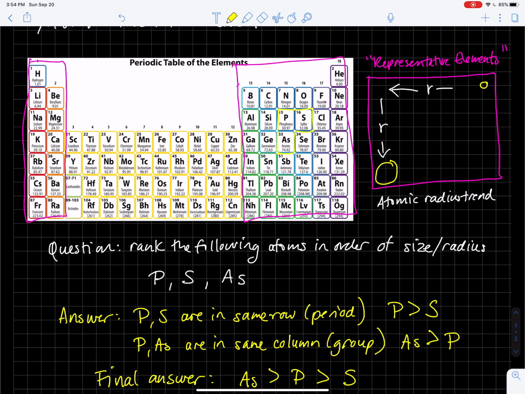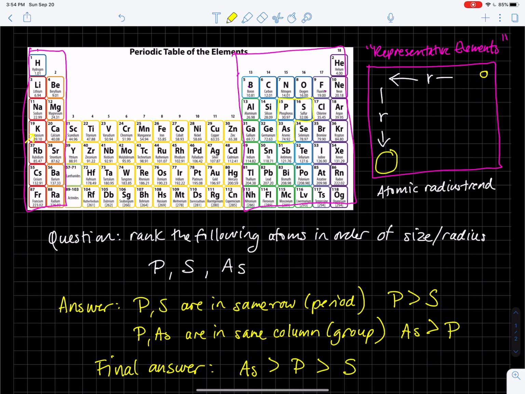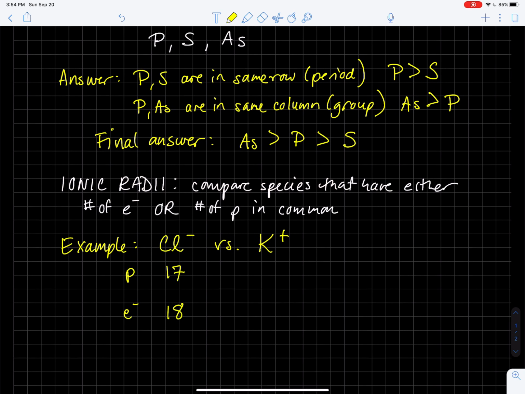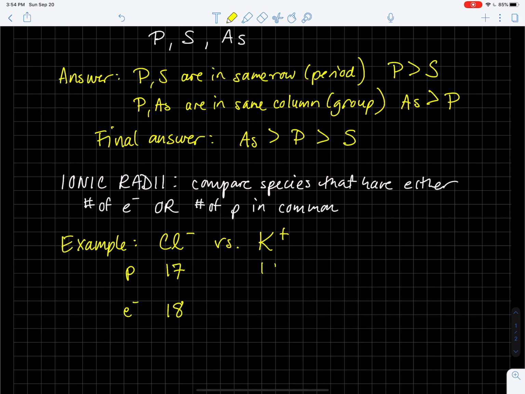Potassium, on the other hand, which is over here, has 19 protons. So it started out as a neutral atom with 19 electrons, but it has lost 1 electron. And so it has 18 electrons too. And so this is what allows us to compare these two species. They have the same number of electrons.